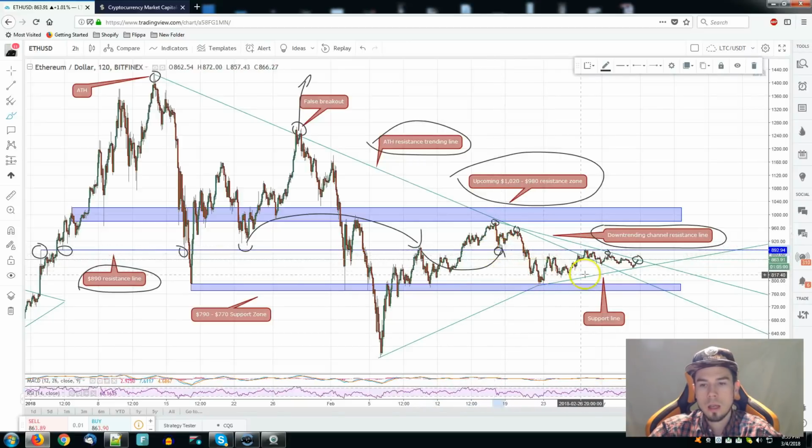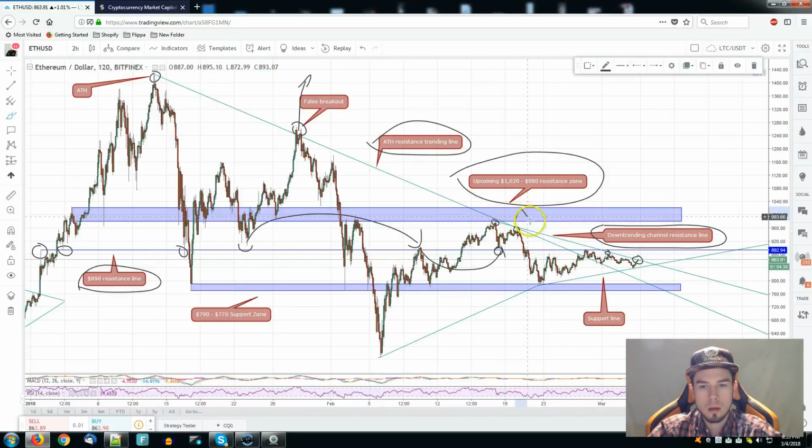So just like that. Currently, as the market is trading below $890, which is a very important price point for a bullish run, we need $890 to support us. Whenever we're trading above it, we need to hit it and bounce back quite aggressively up above 1,000 bucks, which is the upcoming resistance zone.